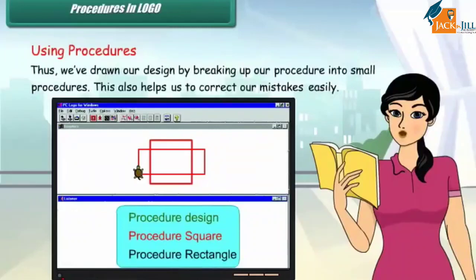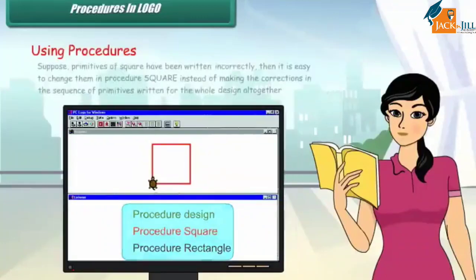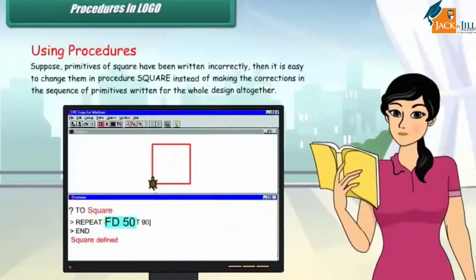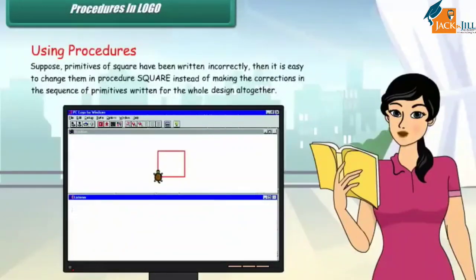This also helps us to correct our mistakes easily. Suppose primitives of square have been written incorrectly. Then it is easy to change them in the procedure for square instead of making the corrections in the sequence of primitives written for the whole design altogether.